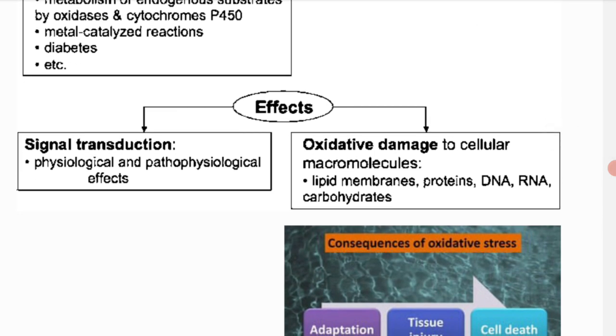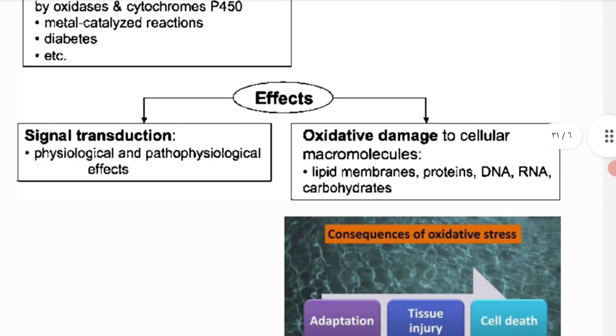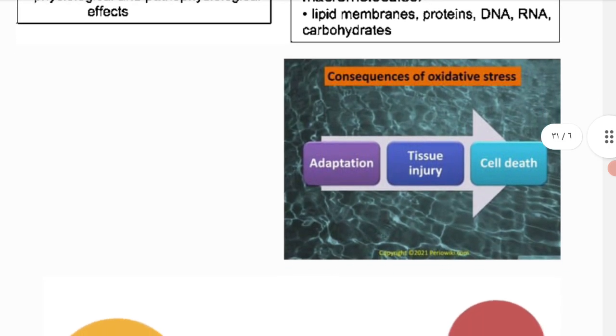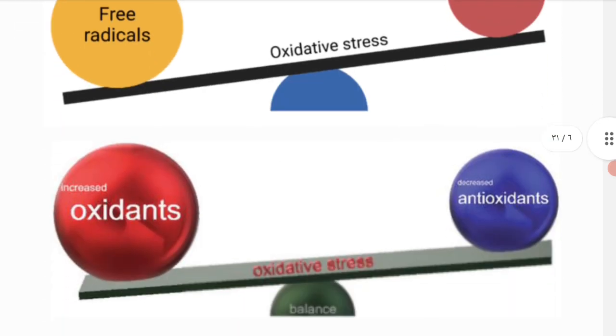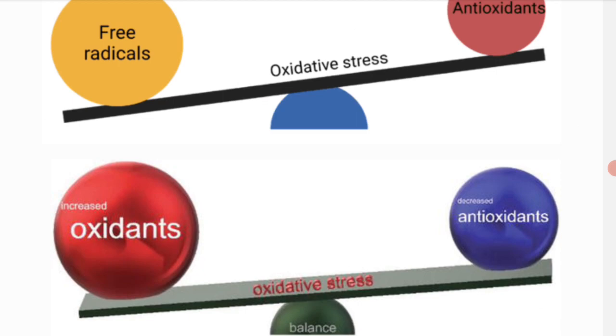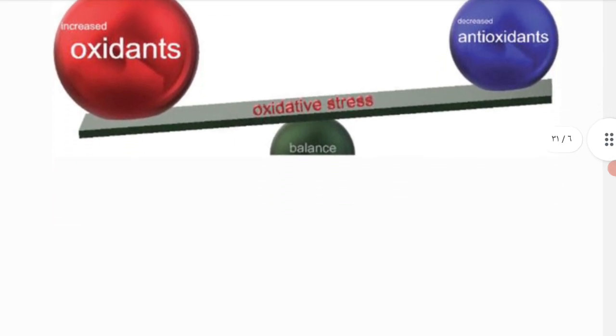Their effects, as we know, involve cell signal transduction. These may be either physiological or pathophysiological effects, or cause pathology, with oxidative damage to cellular macromolecules like lipids, proteins, DNA, RNA, and carbohydrates. Consequences of oxidative stress: at low doses it causes adaptation, and if it continues it causes tissue damage, injury, and cell death. As you see, if antioxidants become fewer than oxidants and free radicals, it causes oxidative stress and cell death.